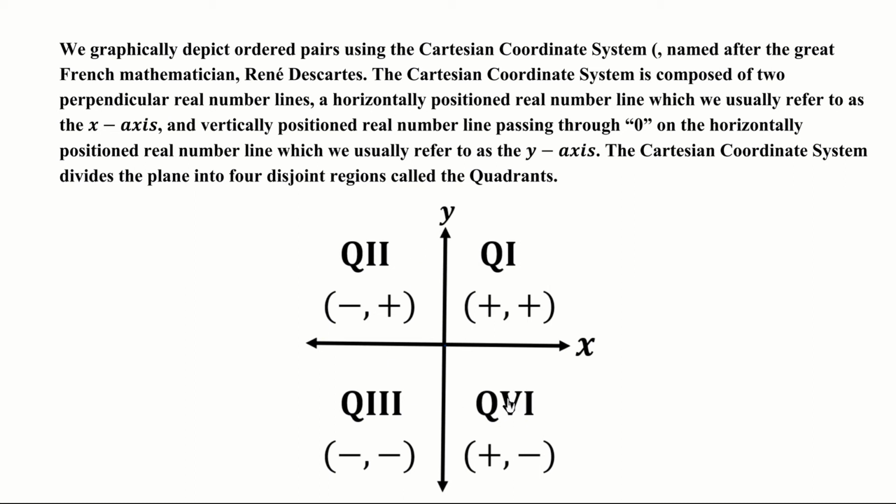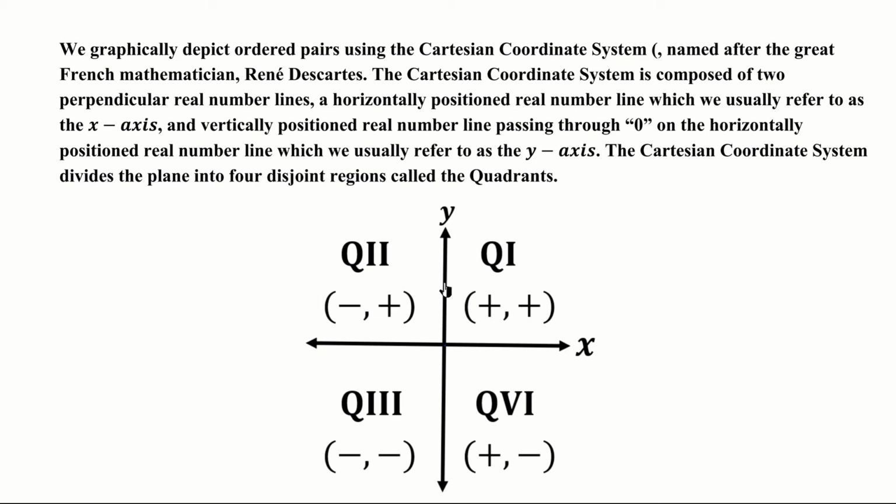Now we move counterclockwise to get to quadrant 2, where the x coordinate would be negative and the y coordinate would be positive. Continuing in a counterclockwise fashion, we reach quadrant 3, where both the x and y coordinates of a given point in this quadrant would be negative. And finally, moving on in a counterclockwise fashion, we'll get to quadrant 4, where the x and y coordinates of a typical point in this quadrant would be positive and negative respectively, right? The x value would be positive, the y value would be negative.